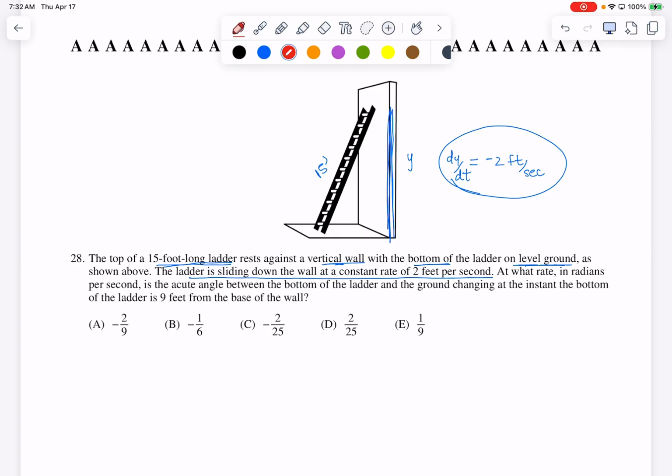Oh, they're jerks here. At what rate in radians per second is the acute angle between the bottom of the ladder and the ground changing? So they want this, theta. So they want d theta/dt, which means you don't get to use the Pythagorean theorem. You've got to use SOHCAHTOA. Oh, shucks. Yep. So we've got theta, and we need to find d theta/dt.